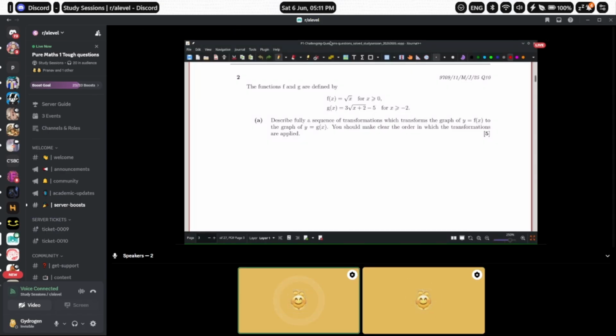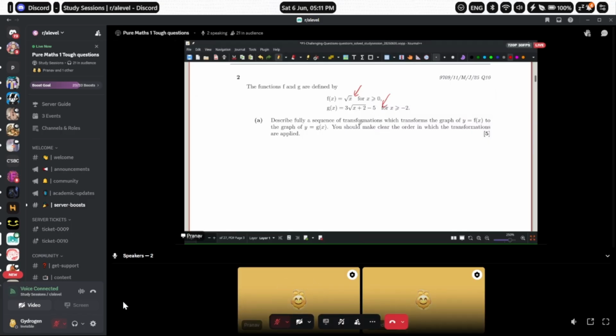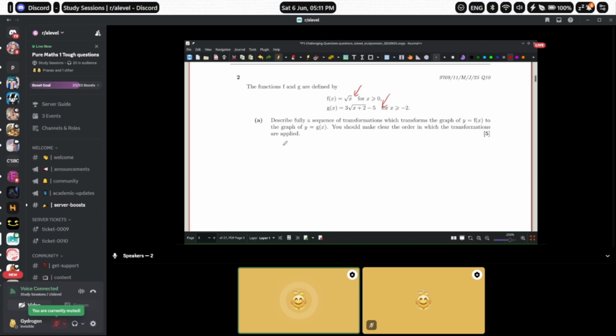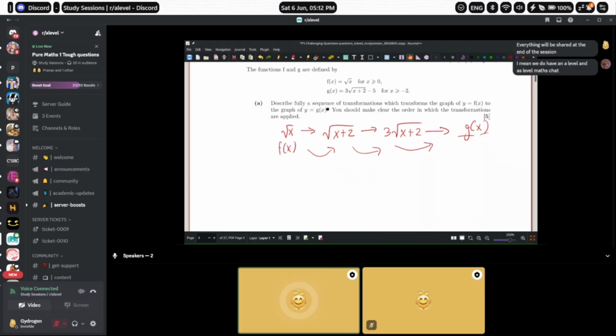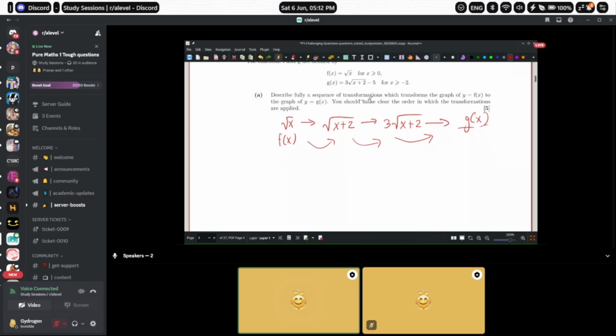Okay. So for these questions with transformations, you want to look at the initial, the first function, and then the function you're trying to get to, and devise a step-by-step path that can get you from this to this. So that would be from root x, you could go to root x plus 2 first, and then you could go to 3 root x plus 2, and then after that, the final g of x. So in each step here, you want to add one thing that makes it closer to becoming g of x, and then translate each of these into actual transformations.